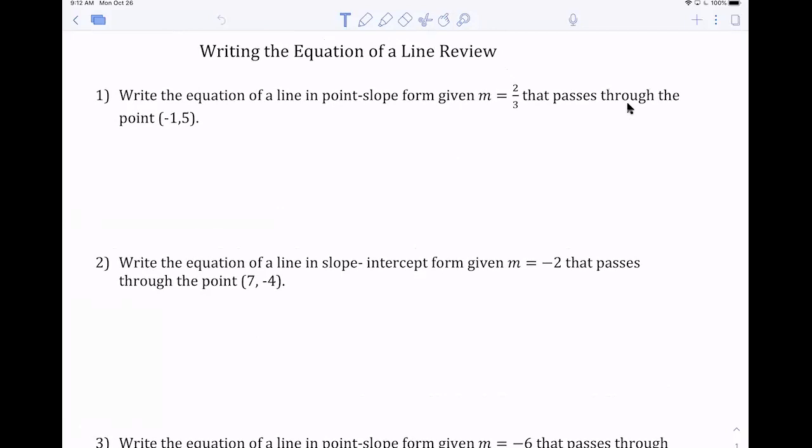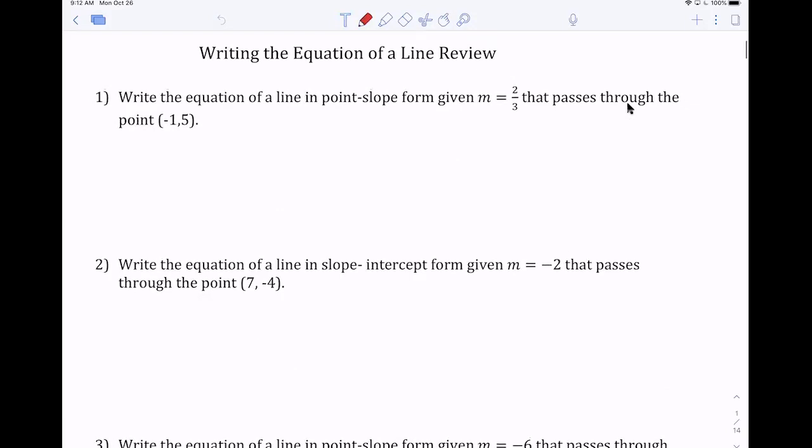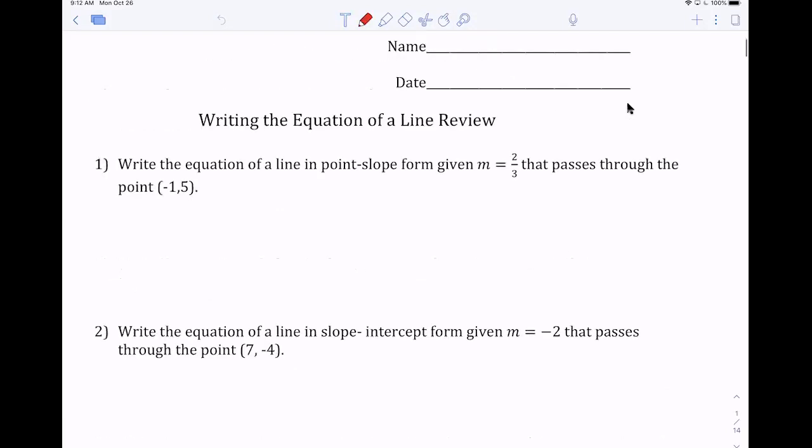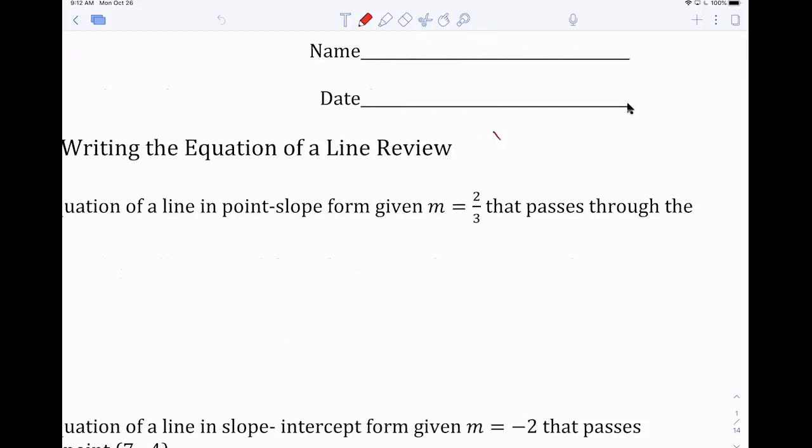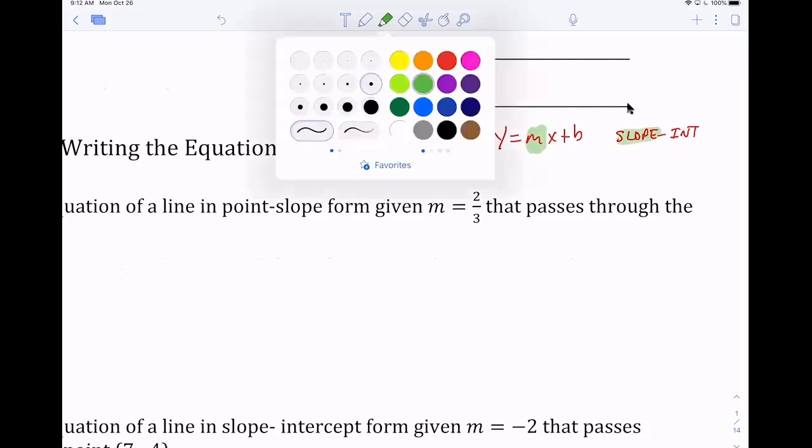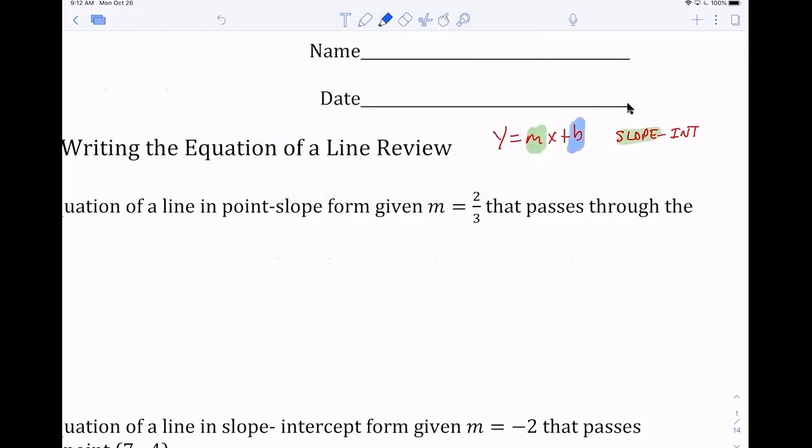Number one. First thing I want everybody to do is write down the two forms. We have y equals mx plus b. That is called slope intercept. The reason why that's called slope intercept is because m represents what? The slope. And b represents the y-intercept. All right, that's what that means.